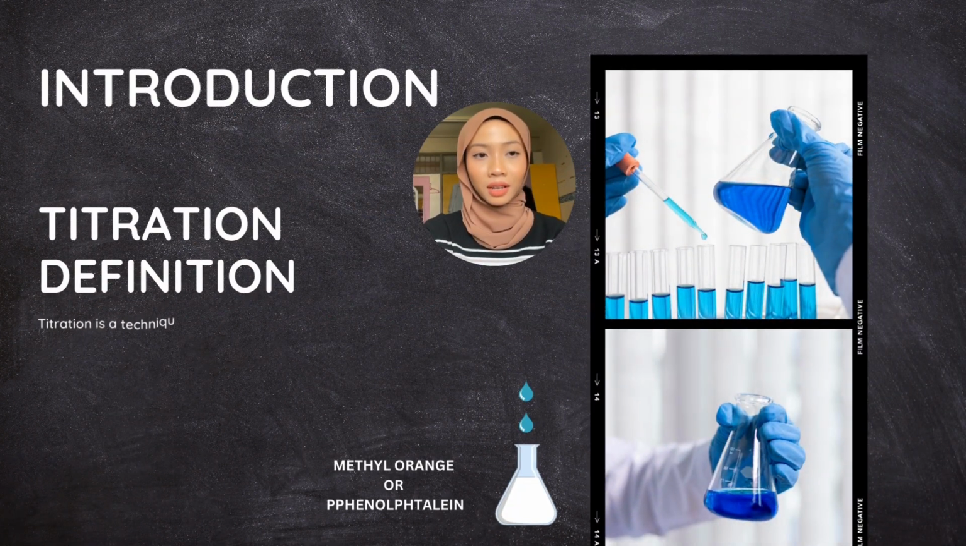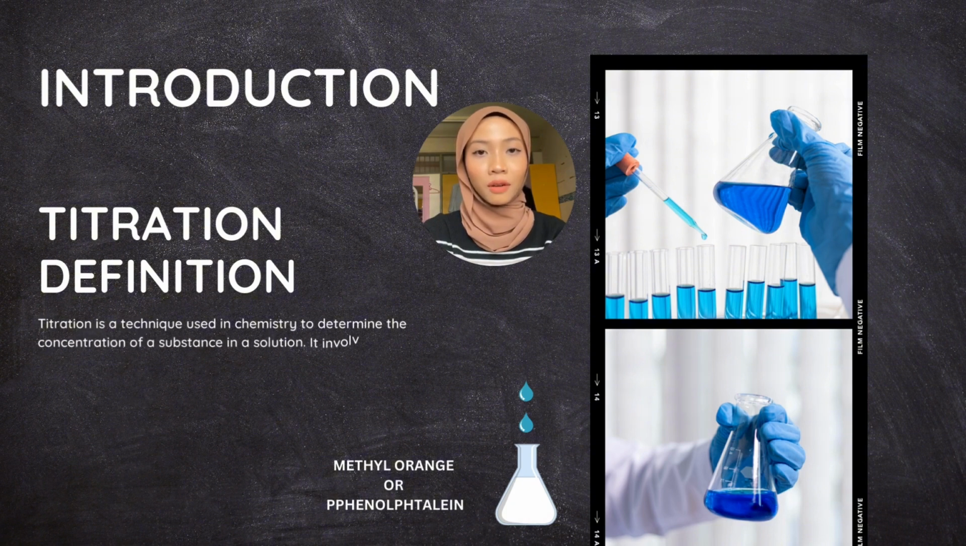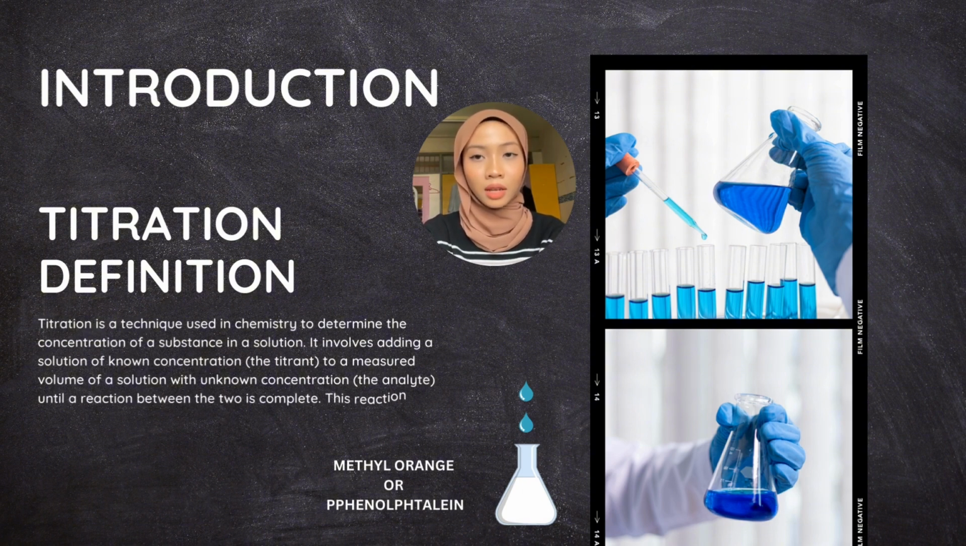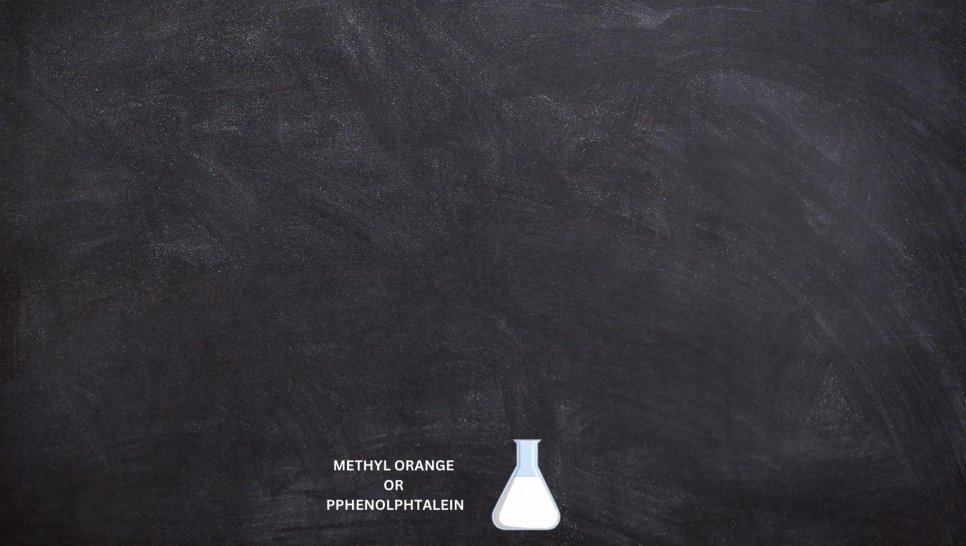Now, let's start with the introduction. Titration is a technique used in chemistry to determine the concentration of a substance in a solution. It involves adding a solution of known concentration, which is the titrant, to a measured volume of a solution with unknown concentration, which is the analyte, until a reaction between the two is complete. This reaction often involves a color change that indicates the endpoint of the titration.